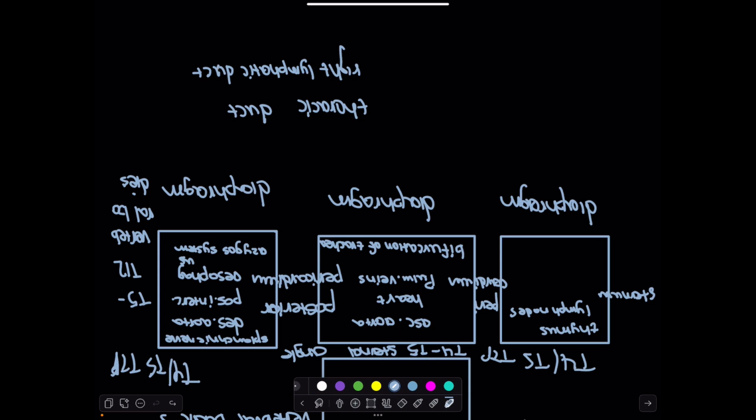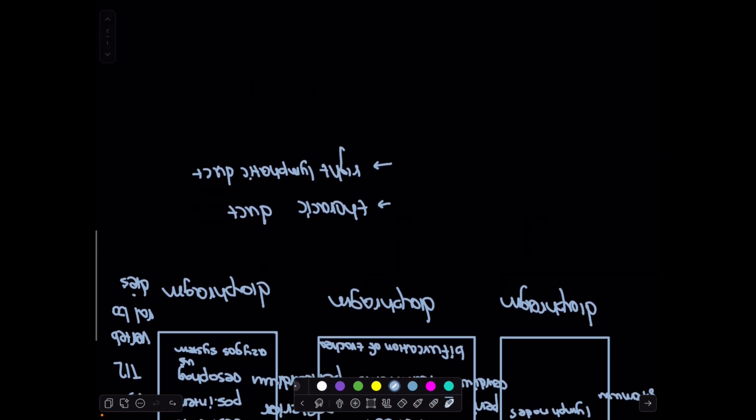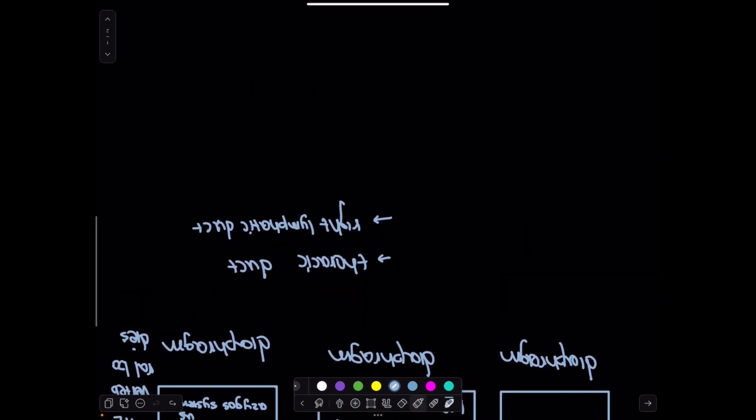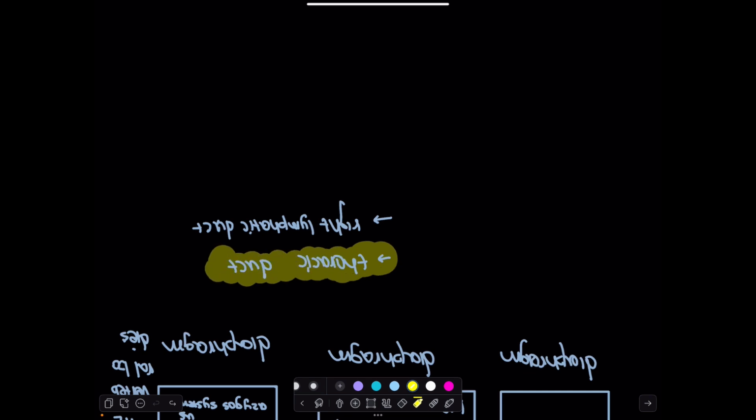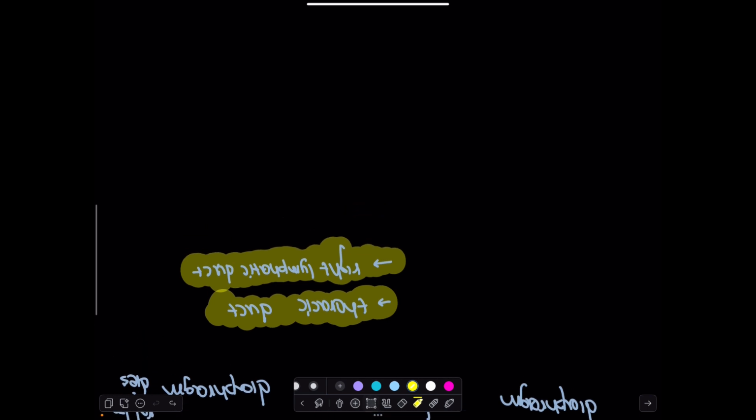In the posterior mediastinum, the thoracic duct, the body's main lymphatic vessel, drains lymph from the lower body and left upper body into the left subclavian vein, while the right lymphatic duct, much smaller, drains lymph from the right upper body into the right subclavian vein. There is no distinct left lymphatic duct, as the thoracic duct serves that role on the left side.